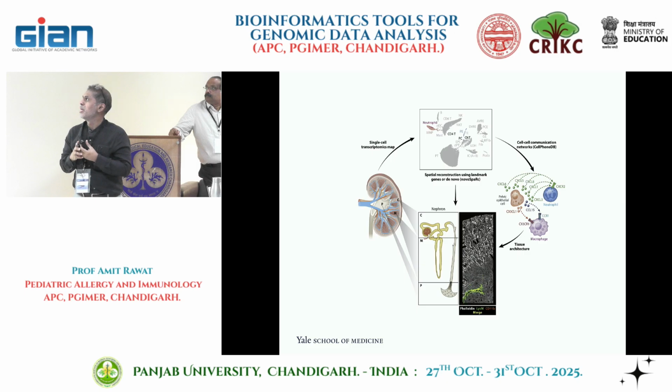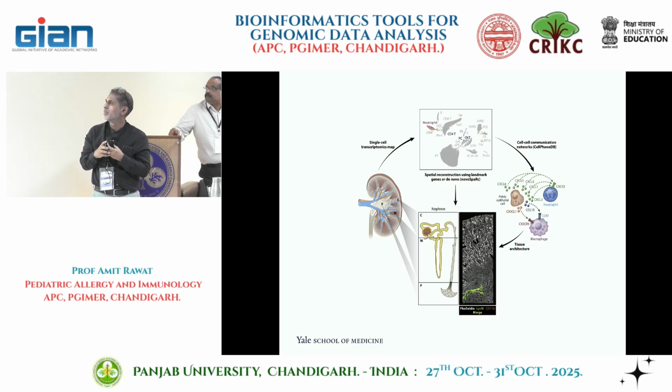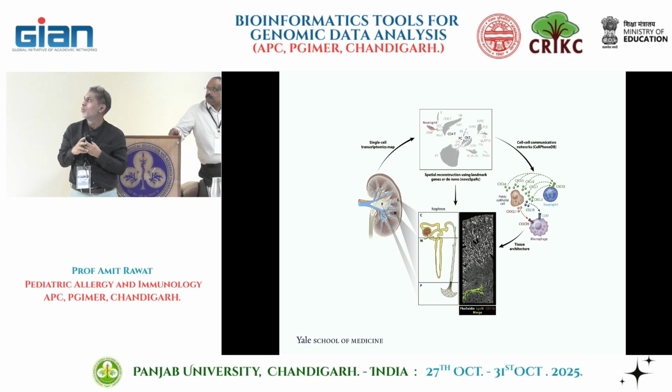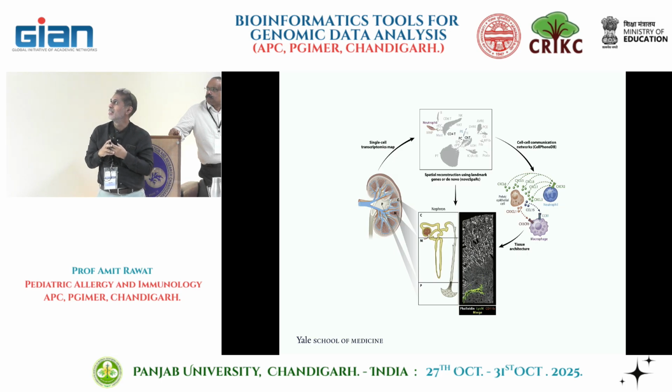And in terms of spatial transcriptomics, this is from a kidney sample. In a single transcriptomic map, you can have a spatial reconstruction using either the landmark genes, or you can do it de novo. And then you can also look at cell communication networks. In this case, you have pelvic epithelial cells from the pelvis of the kidney, neutrophils and macrophages, and you can look at the different cytokines or chemokines which are used to communicate between these cells.